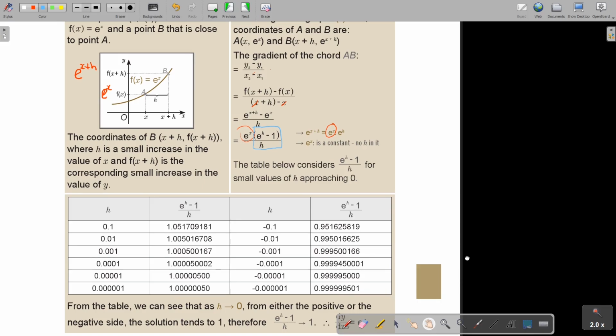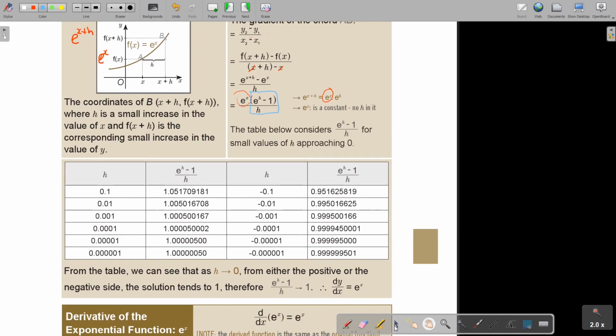And that's why I'm saying, from the table, we can see that h is tending to 0 from either the positive or the negative side. The solution tends to 1. Therefore, this answer will become 1. And anything that you multiply, so if you have e to the power of x and you times it with 1, you just get e to the power of x. And that is why, if you differentiate it, it will just be e to the power of x.